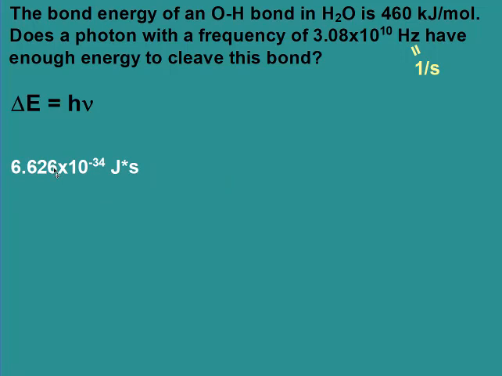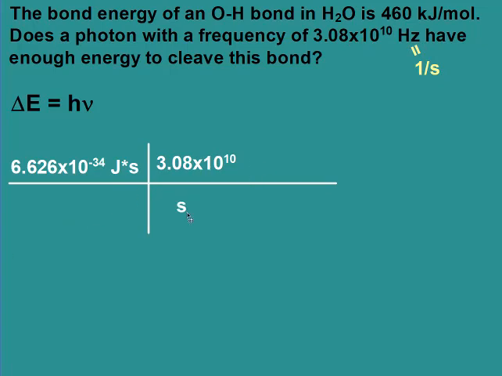So we were looking for energy, so we don't need to rearrange. I have my h, it's going to go on top. And my frequency is also going to go on top. My frequency was 3.08 times 10 to the 10th. Notice the unit's 1 over seconds. So my 1 is on top and seconds is on bottom. I just don't write the 1. If you want, you could put in parentheses a 1 here if it makes you feel better.